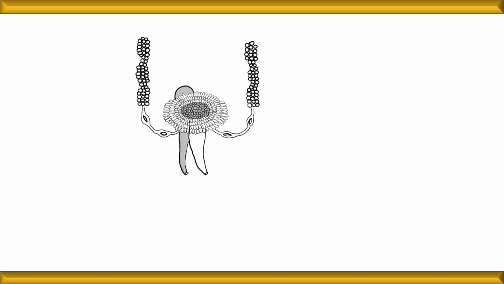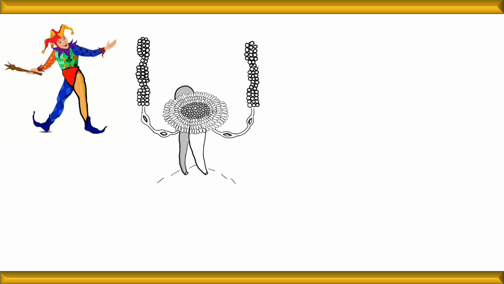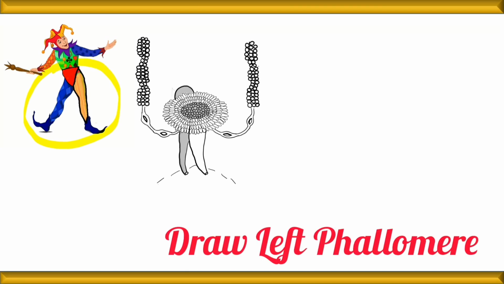Once this is done, we draw something that the students found difficult. That is nothing but the gonapophysis. Draw an outline and you will know it is just a joker's job to do it. Yes. So associate here also with the pant of the joker. The first one, which is the left phallomere, looks like that of the pant of the joker.